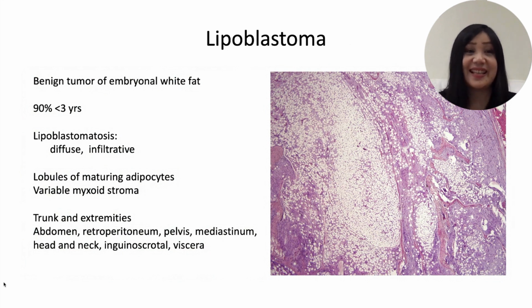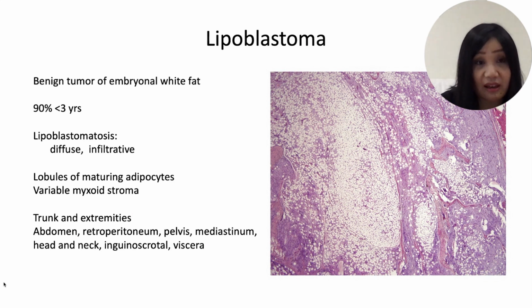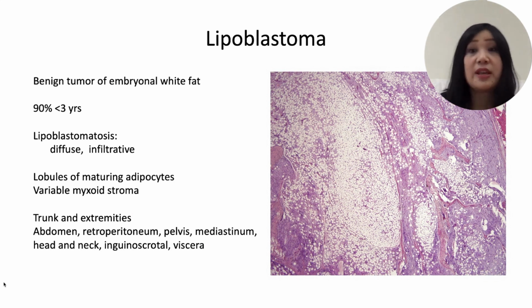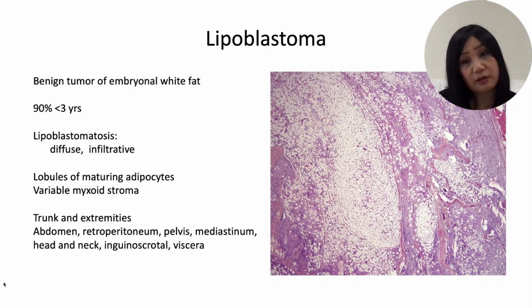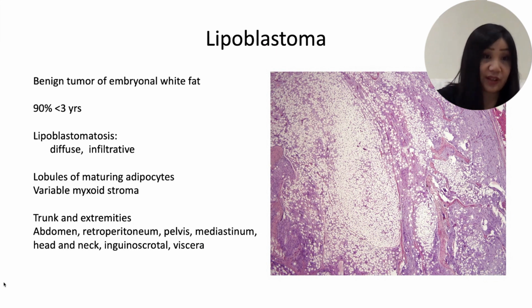So lipoblastoma is a benign tumor of embryonal white fat, and 90% of these tumors occur in children who are 3 years or younger. Lipoblastomatosis is the diffuse and infiltrative variant of lipoblastoma, but shows similar histologic features. And these tumors are composed first of lobules of maturing adipocytes and with variable myxoid stroma containing a primitive spindle to ovoid cell component. And these can occur at any site, chiefly the trunk and extremities, but can occur at intracavitary sites, the head and neck, the trunk, and even as primary neoplasms in viscera.